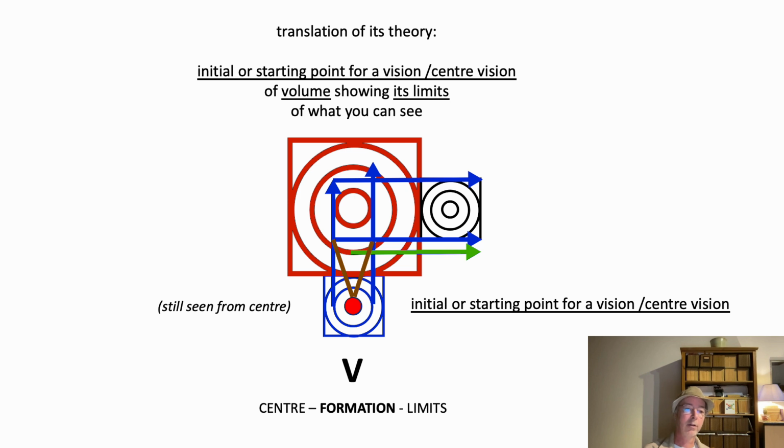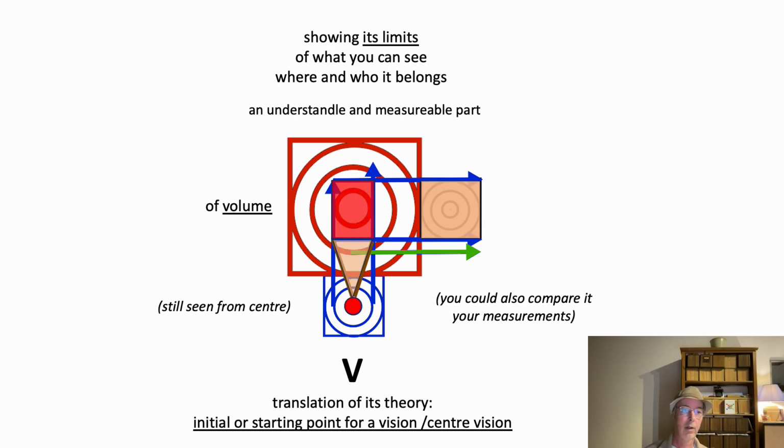So the initial starting point for a vision, that's the red dot there. You start from the center point of a vision. You start from your own vision again. And you look at the volume and see how far it reaches. And here also, how far does it reach so that I can also find it somewhere else. So also in the feedback process again. Here's a bit with colors.